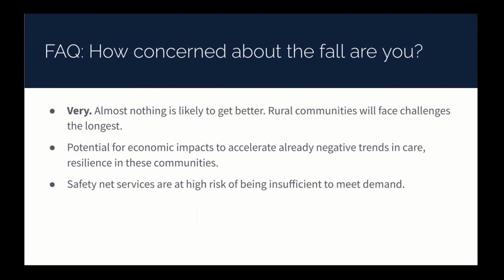And then last, safety net services are stretched everywhere, but they're especially stretched in these rural communities where they were probably inadequate to begin with. And service delivery is really challenging when the population is spread out all over the place. So it's even more likely to be insufficient in rural communities than it is in urban environments.